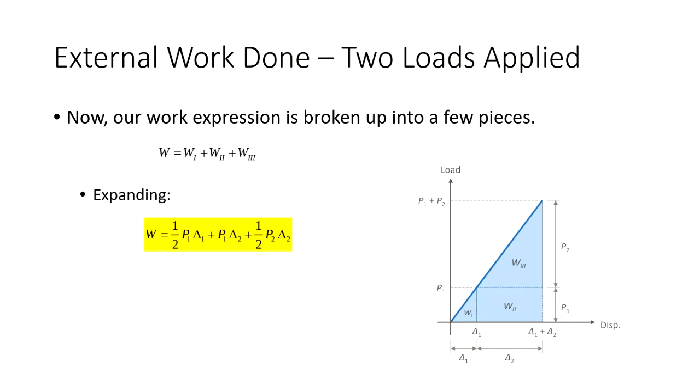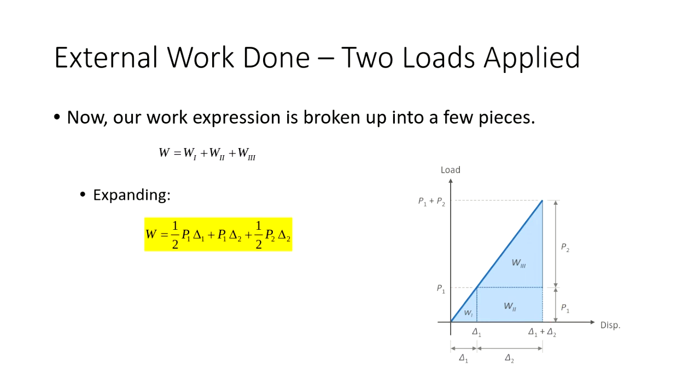And so if I look at the external work done, there's a little bit more going on. I've plotted that out, and now I'm going to break that work expression up into a few pieces. We'll call this work 1, work 2, work 3. It's worth taking a second to digest what's on the plot here. The x-axis is displacement, the y-axis is the load. So this is P1, for instance, on the y-axis, and this is P1 plus P2. But from a dimensions perspective, this dimension is P1, that dimension is P2. Make sure you're able to differentiate between what the value is on the axis and what the dimensions are, because that's important.